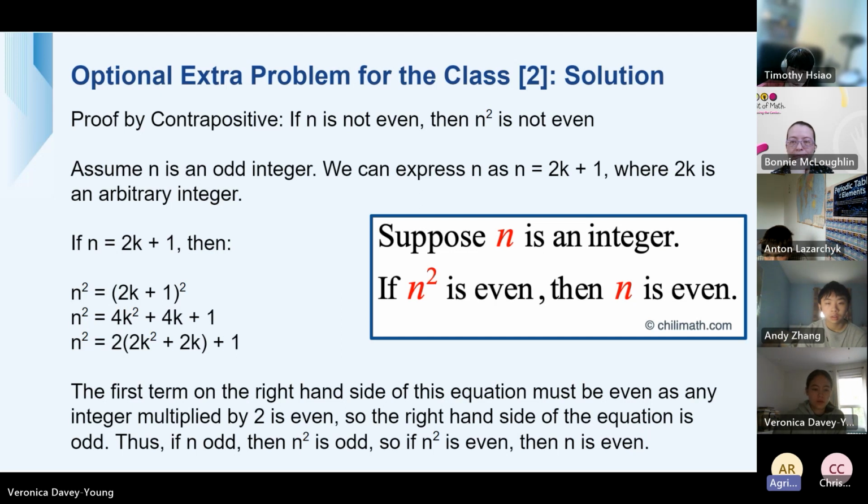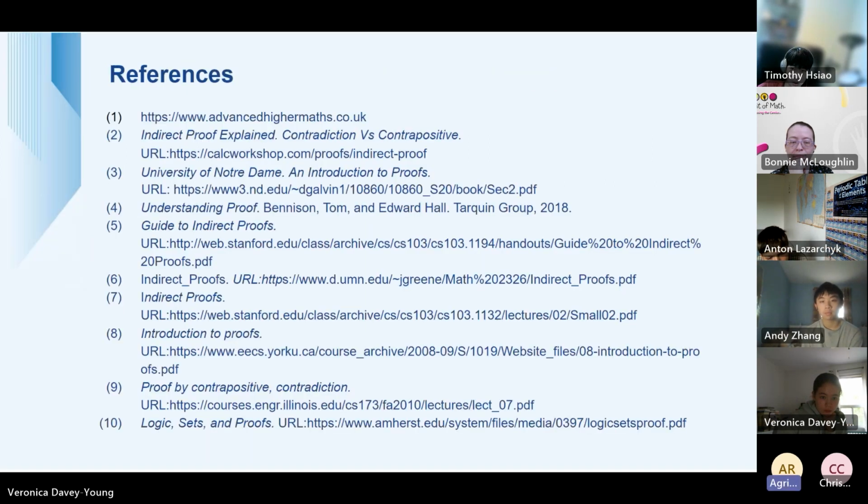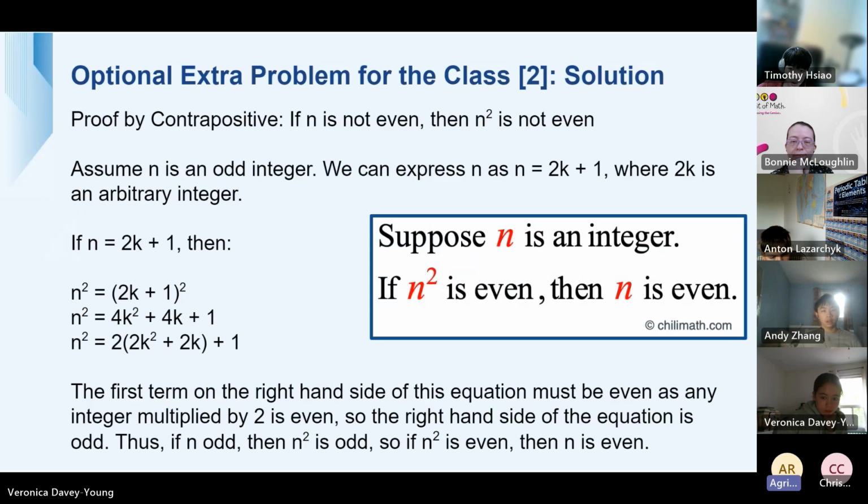And now we can factor the 2 out of 4k squared plus 4k in order to get n squared is equal to 2 multiplied by (2k squared plus 2k) plus 1. And we can express 2k squared plus 2k as another integer, and we see it actually takes the original form of 2k plus 1, making it an odd integer. So the right-hand side of the equation is odd. Thus, if n is odd, then n squared is odd. So if n squared is even, then n is even.